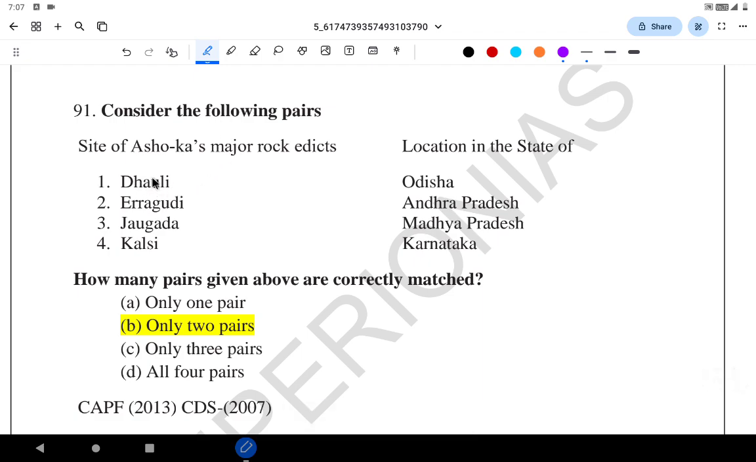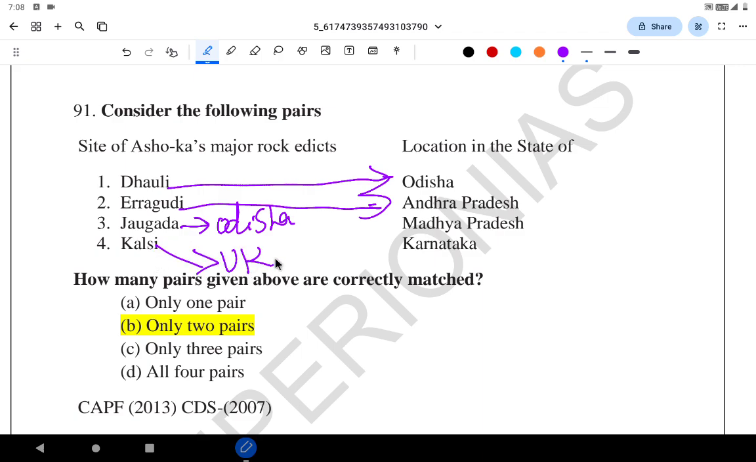Next particular question is on Ashoka's edicts and location. Dhauli in Odisha. Dhauli in Odisha is correct. Erragudi in Andhra Pradesh. Correct. Jaugada is in Madhya Pradesh. See, Jaugada is not in Madhya Pradesh. Actually, it is in Odisha. Kalsi is in Karnataka. No, Kalsi is in Uttarakhand.